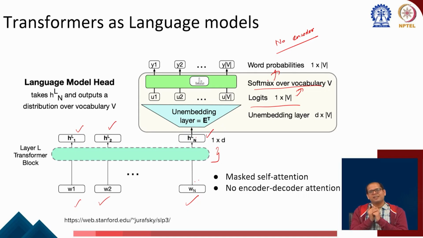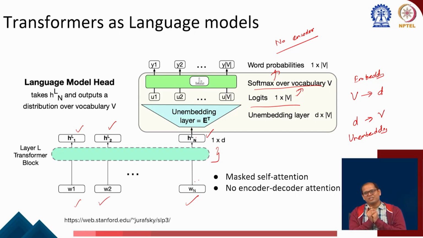So, what is typically done: you will embed the words, and embedding is projecting the vocabulary to d dimension. This is what you do in embedding, and here you are projecting d back to vocabulary, right. So, this is why this is also called the unembedding layer. Unembedding means you are now using the latent representation and putting it back to the vocabulary dimension, right.